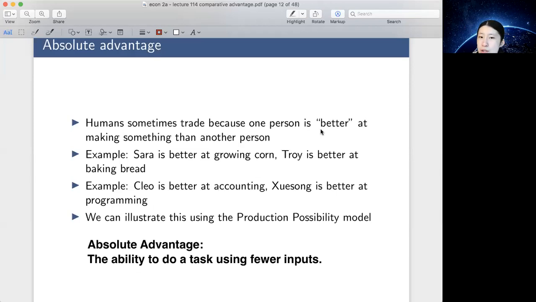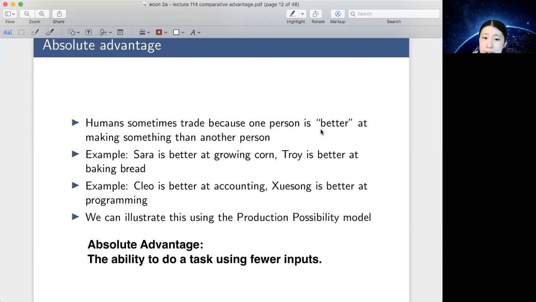We know that humans sometimes trade because one person is better at making something than another person. There are a lot of examples. Sarah is better at growing corn, while Troy is better at baking bread. Or say, Cleo is better at accounting, and Xuesong is better at programming. Intuitively, it makes sense that each one has their own specialties. Technically, we call the ability to do a task using fewer inputs absolute advantage. If we let everybody do what they're better at, and we swap goods with each other, we can end up better off.